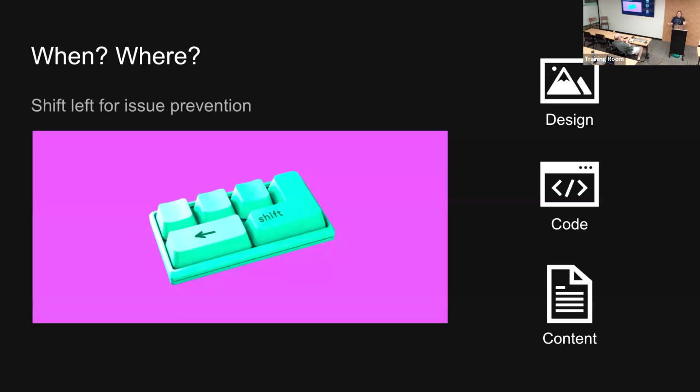So when and where do we do this? I have a picture up here of a section of keyboard keys with a left arrow and a shift key. The text reads, shift left for issue prevention. That's a big accessibility industry phrase, shifting left. I've gotten used to saying it, but it really means trying to have accessibility in mind at the beginning of a project and handling it at the earliest possible phase, because it will be cheaper and easier to fix the sooner it's found. So shifting left is shifting left in the project life cycle.